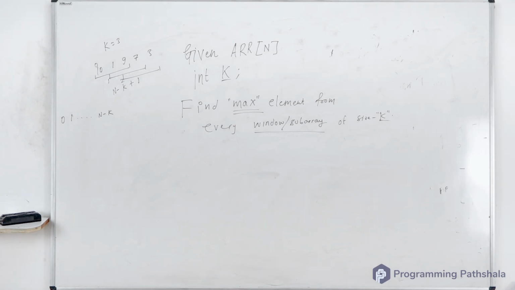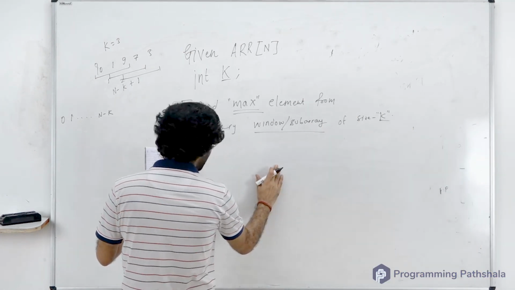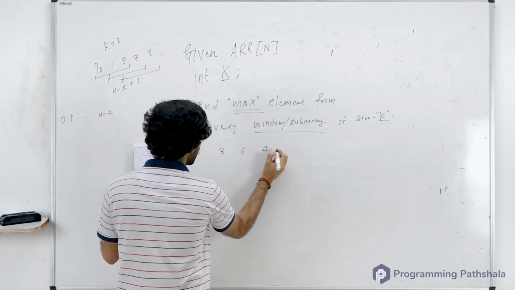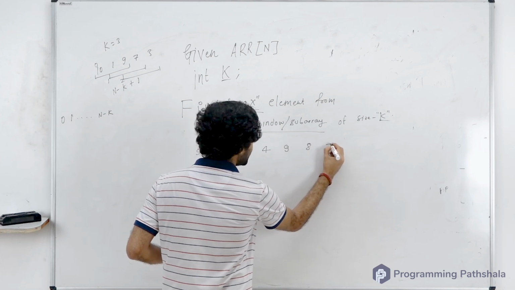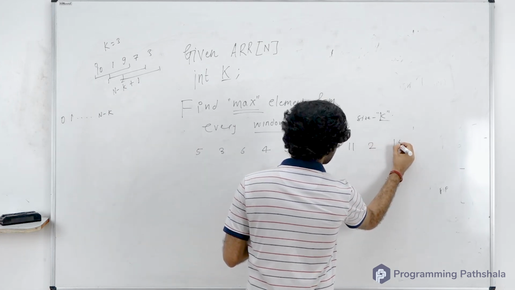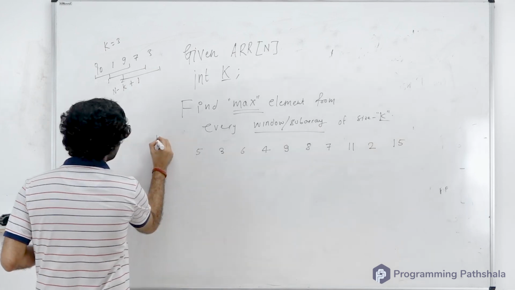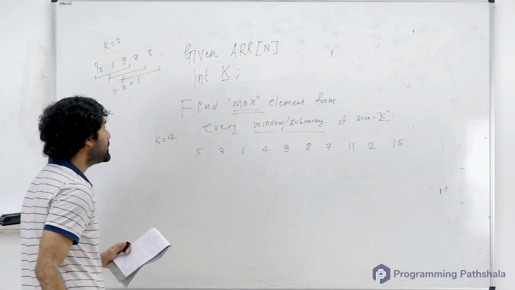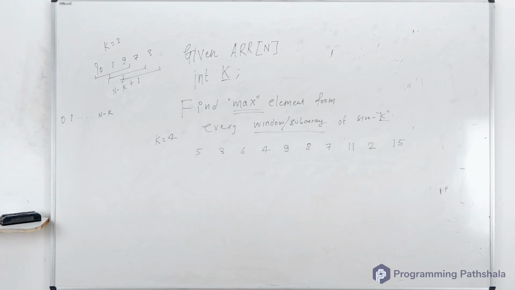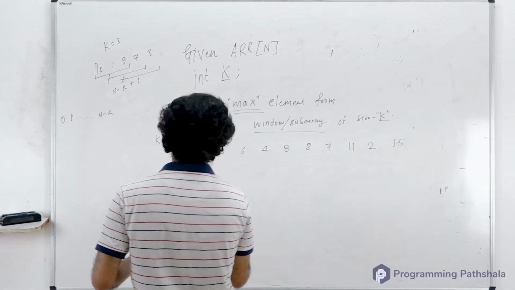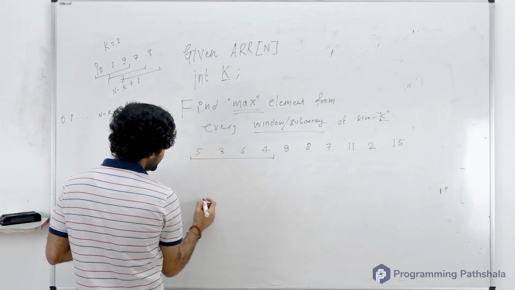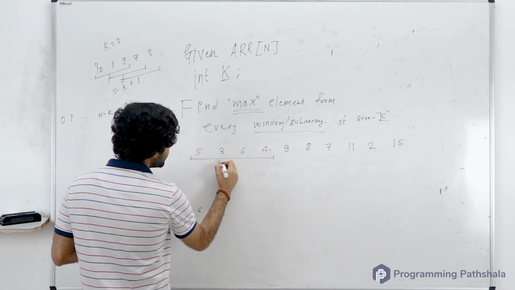Now you understand what you're supposed to do, right? For that, I'll take a longer example. So let's say 5, 3, 6, 4, 9, 8, 7, 11, 2 and 15. K is equal to 4. So for every 4 sized window, first window is this. And what is the maximum from here to here? It is 6. Second window is this.